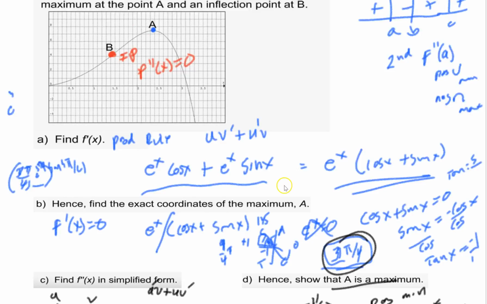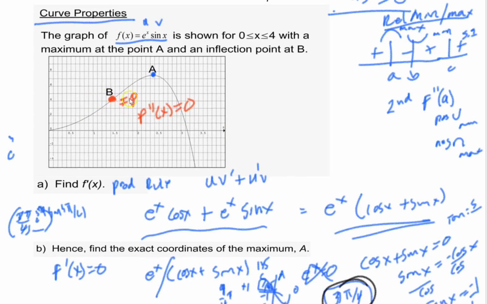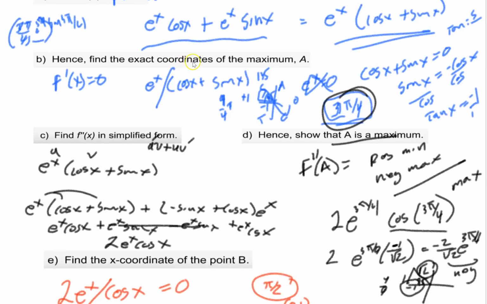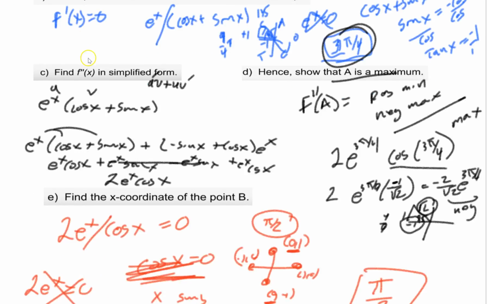Again, notice how my graph shows the first time you see an inflection point. So it's going to be pi over 2. Also notice how this one said the x-coordinate. I don't have to plug it back into my function. I'm just done here. Over here it said find the exact coordinates, so I needed an x and a y. So I was trying to do it before and failed miserably. But that's the general idea, right?